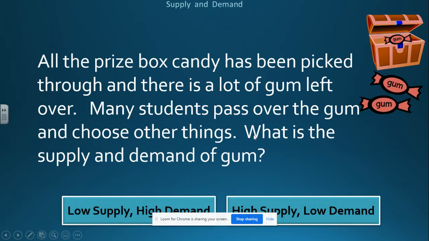Prize box time. All the candy has been picked through. You know how our jar looks sometimes when there's not much left in it, but there's a lot of gum left. The students pick over the gum and choose other things. What is the supply and demand of gum? Well, we've got a lot of gum, but nobody really wants it, so there's a low demand for it. We have a high supply of gum and a low demand.